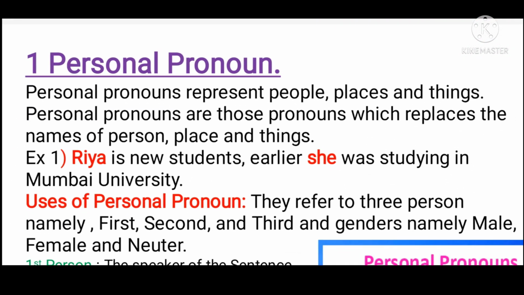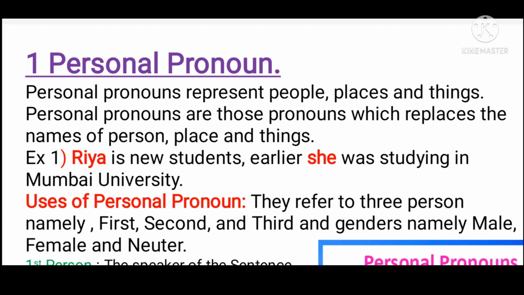The first type of pronoun is personal pronoun. So what exactly does it mean? Let us see. Personal pronouns represent people, places, and things. Personal pronouns are those pronouns which replace the names of a person, place, and things. Now let us understand with the help of an example. For example, Riya is a new student. Earlier, she was studying in Mumbai University.